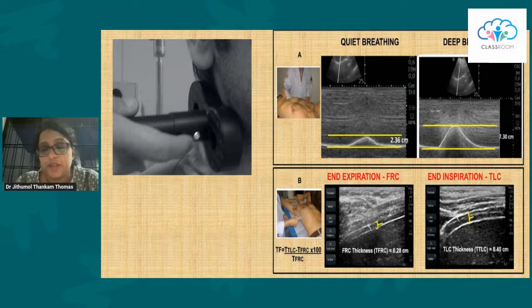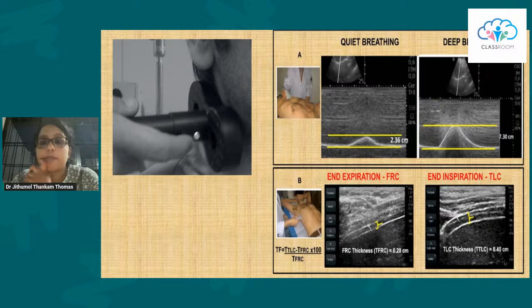So normally in quiet breathing, in just normal quiet tidal breathing, it should be around 10 to 20 millimeters. Anything less than 10 millimeters is considered to be a weakness, or there will be a paradoxical motion of the diaphragm. Now during deep breathing, you can see that the diaphragmatic excursion is much more. That is, it's around 6 to 7 centimeters. So if it's less than 5, it definitely ensures that there is a muscle weakness.